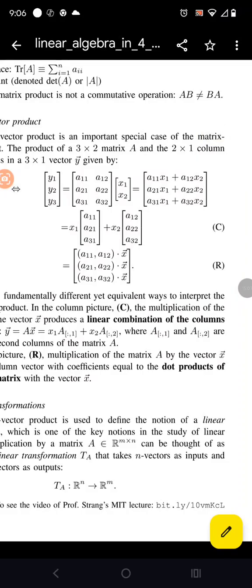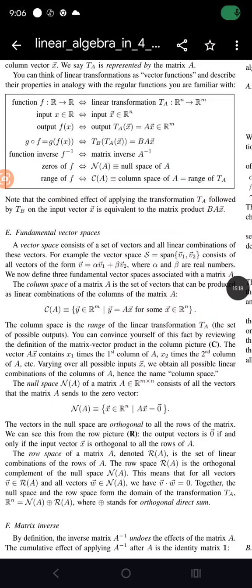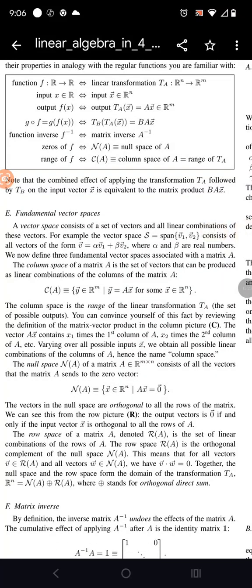So x1 times the first column plus x2 times the second column is giving the column space, which is the range of the linear transformation TA. The null space NA of a matrix A, which is a member of R^(m×n), consists of all the vectors that the matrix A sends to the zero vector. So null space of A equals the set of x in R^n such that Ax equals 0.